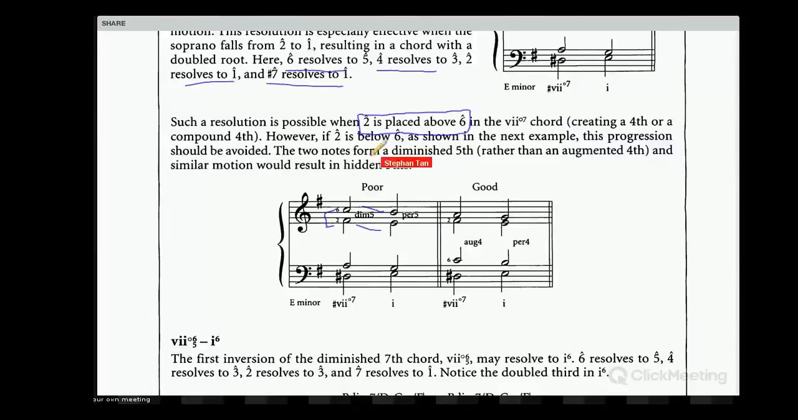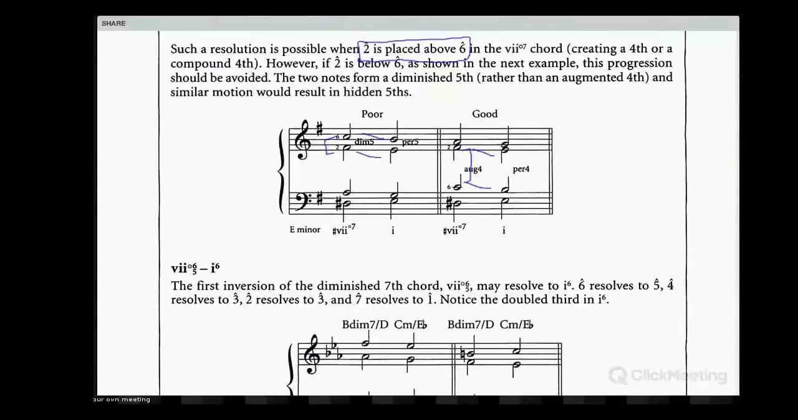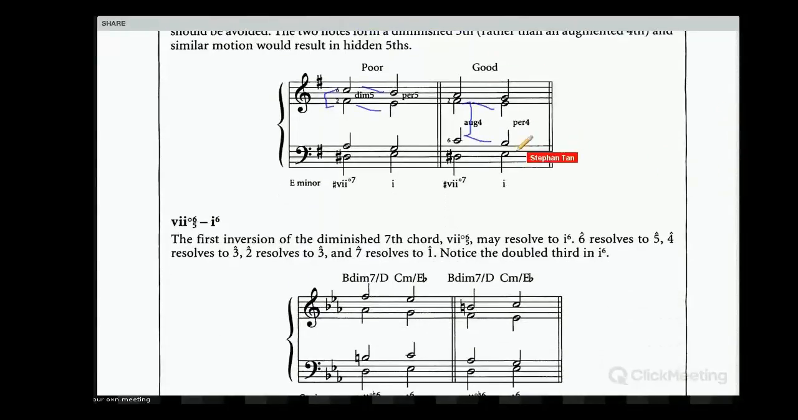So you can't do it that way if 6 is above 2, because notice that we have a fifth. We have problems with fifths. But if 2 is above 6, well then that doesn't form a fifth, it forms a fourth. So moving in parallel fourths is always okay. So what you end up with is a chord that doesn't have a doubled third. You end up with a chord with a doubled root.